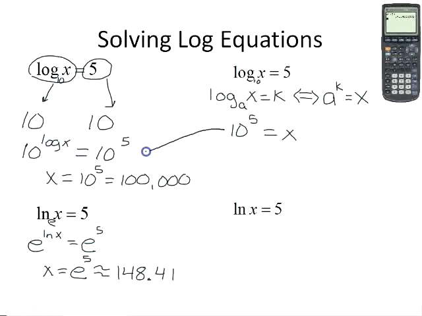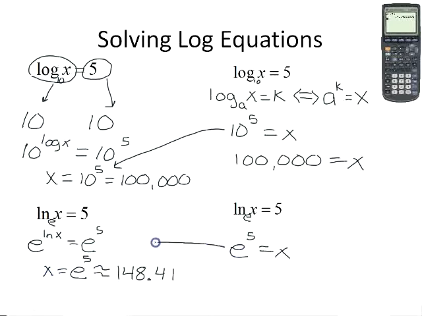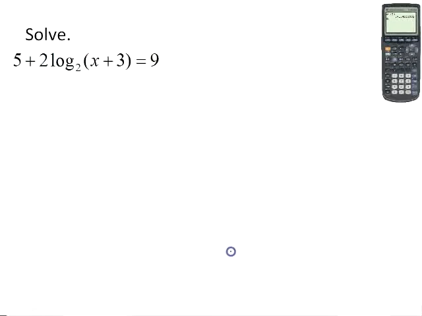That's exactly what I got over here. So that would be my solution. 100,000 would be x. Now down here on this equation, remember my base is e. So I would rewrite this as e to the 5th power equals x, which is the same thing I have here. Let's look at an equation that has a little more stuff in it.